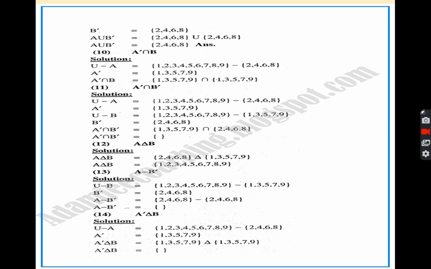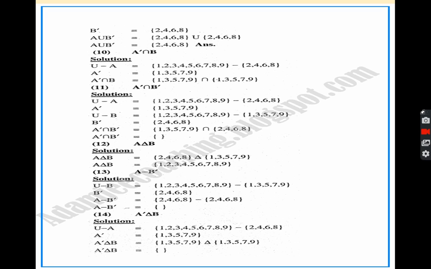The 14th question is A complement symmetrical difference B. So in this question we will firstly find the A complement value. A complement is equal to U minus A. Firstly we will put the value of U, after that minus and put the value of A, 2, 4, 6, 8. The answer of A complement is equal to 1, 3, 5, 7, 9.